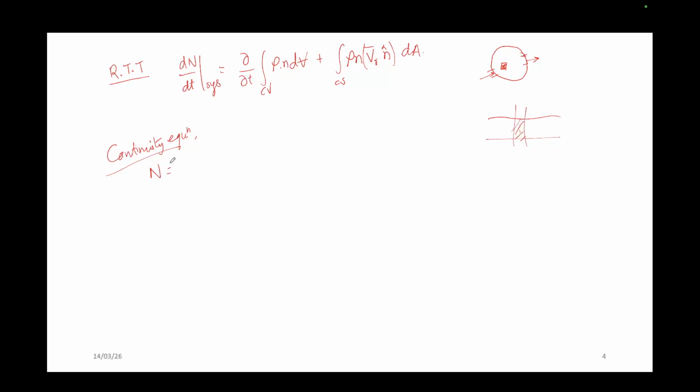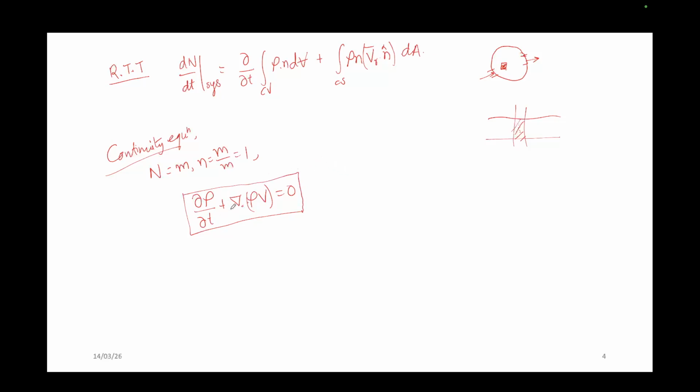N is basically mass, right? So what is small n? Small n is basically per unit mass, which is 1. So if I put this in, I eventually get a term. Can I write the whole equation? So which is basically equal to 0. So this is the equation I have got.